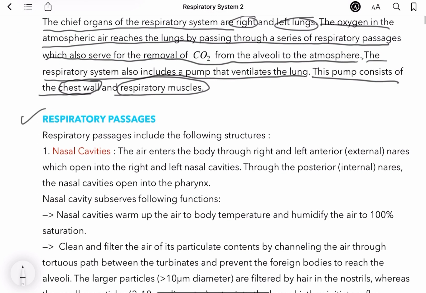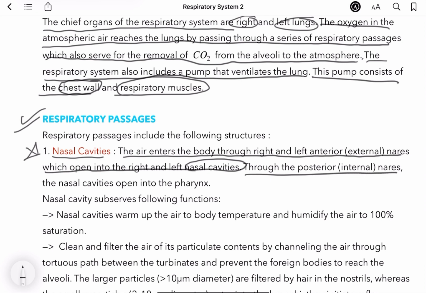Now, respiratory passages. Our first respiratory passage is the nasal cavities. The air enters the body through the right and left external nares, which open into the right and left nasal cavities. From the outer to the inner, the air enters through the posterior, that is internal, as the nasal cavity opens into the pharynx. So after the nares comes the pharynx.